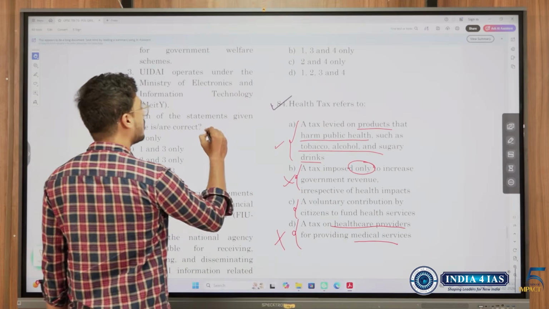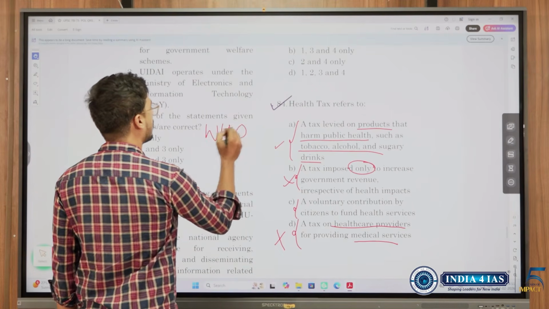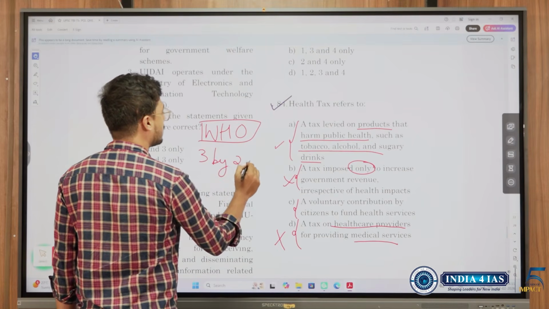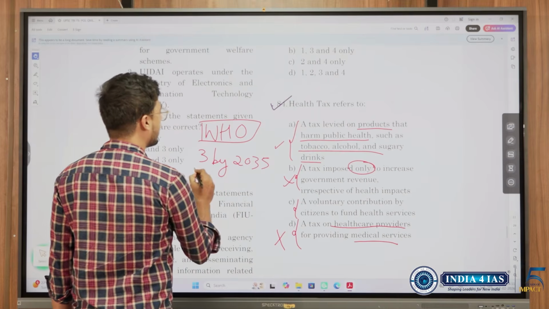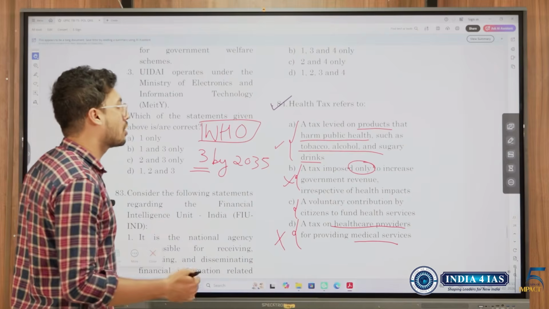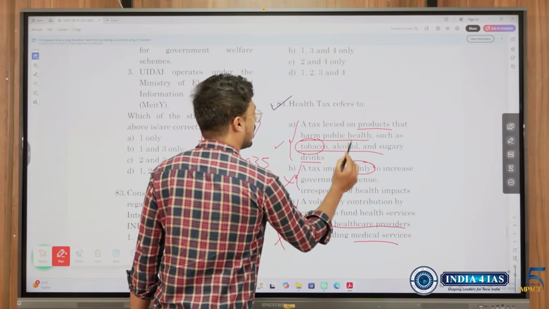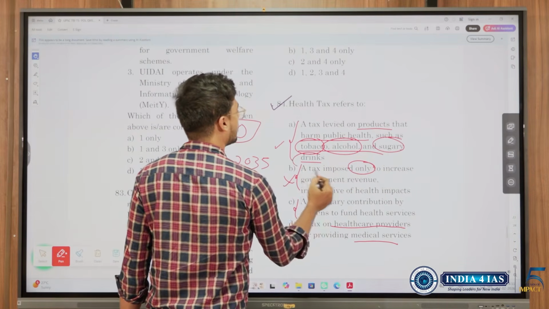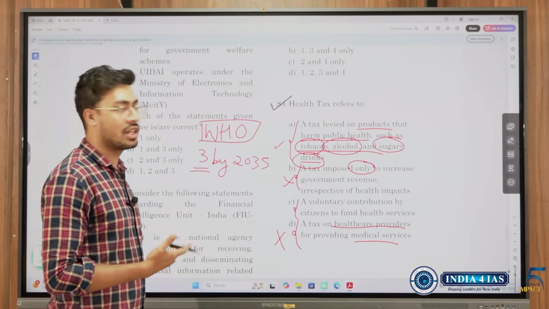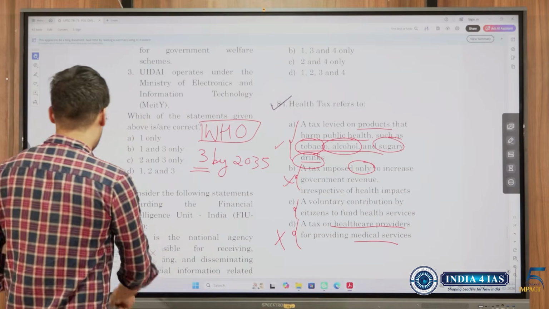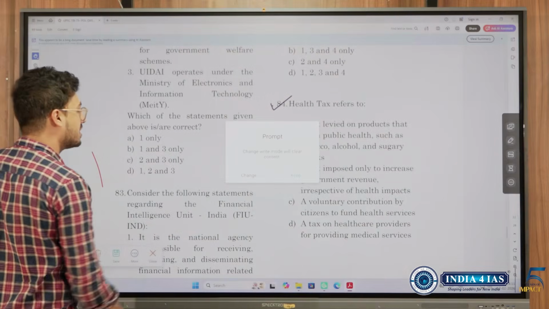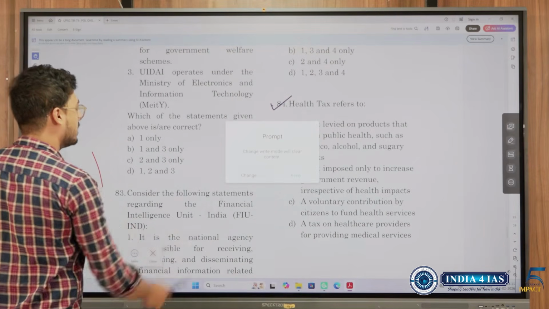And recently WHO has taken a decision. It is called the 3 by 35 initiative. By 2035, WHO is asking its countries to increase taxes on 3 products: tobacco, alcohol, and sugary drinks. The recent budget has also increased the tax on tobacco and alcohol. Those who consume it would know. That was one of the disappointments for many people, like my friends.